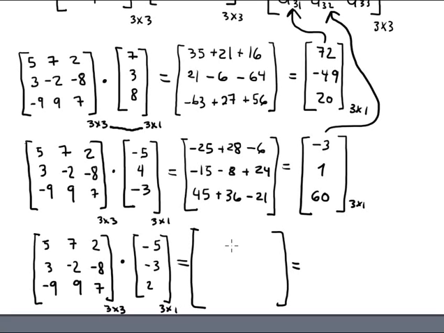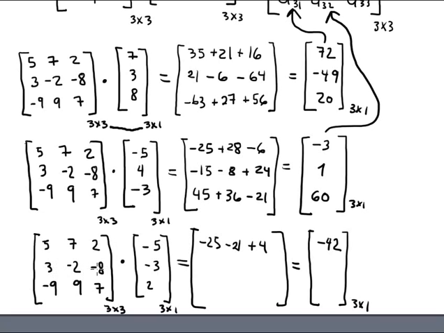Okay, now multiplication, the last. The last is 5 times 5, negative 25. Multiplication 7 times negative 3 is negative 21. Multiplication 2 times 2 is 4, plus 4. And the answer is, 3 by 1 again, negative 42.